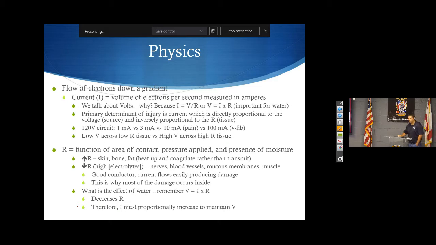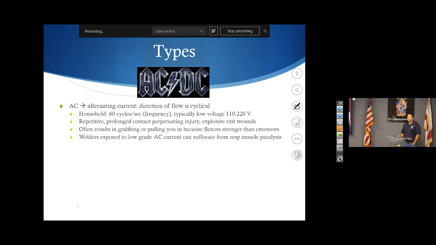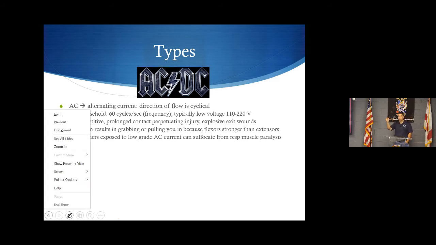All right, so we've already talked a little bit about what happens to current with resistance. So, types: AC versus DC. Leading to your question, AC is the alternating current, so the direction of the flow is actually cyclical, back and forth. Households are about 60 cycles a second, typically low voltage, 110 to 220. However, it's repetitive and prolonged, with contact perpetuating, as in you tend to grab it.